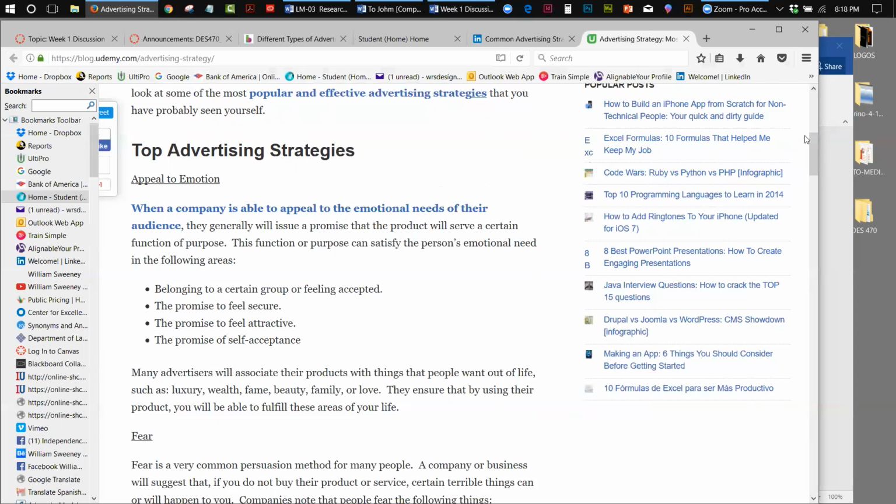Many advertisers will associate their products with things that people want out of life, such as luxury, wealth, fame, beauty, love, and family. They suggest that by using their product, you will be able to fulfill those areas of your life. Now, the important thing to understand is that these are your top advertising strategies. They don't work in every single instance.